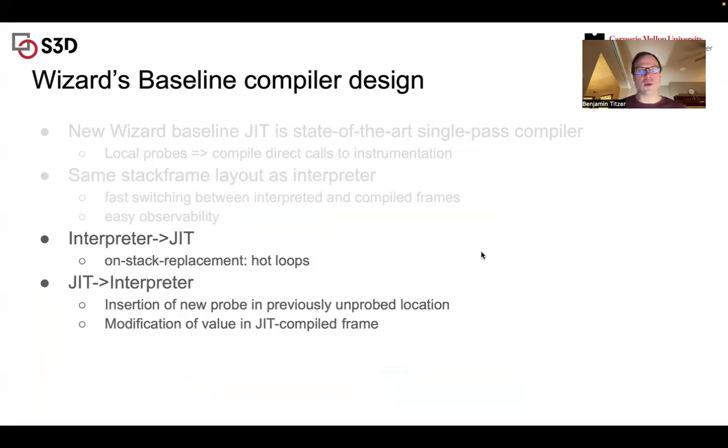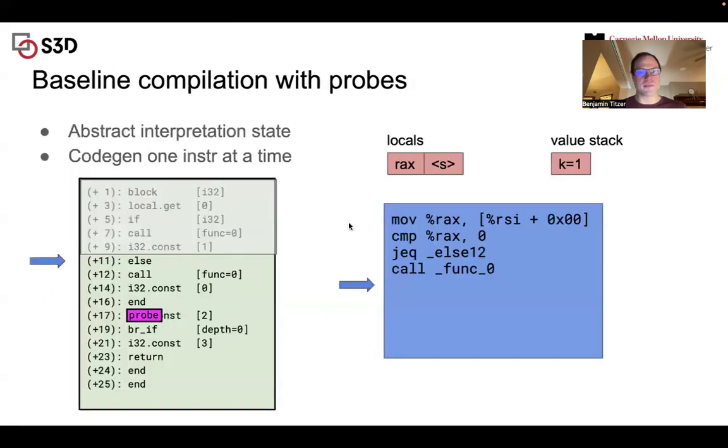Normally, the interpreter will tier up to the JIT when it encounters hot loops and also hot functions. Under normal circumstances, if we don't have probes running, there's no need to go back to the interpreter because this compiler does not do speculative optimizations. However, if we insert new probes into the code, then we might actually have to go back to the interpreter. And also, if we change something in the JIT compiled frame, it might invalidate some assumptions. So we'll see that in a minute.